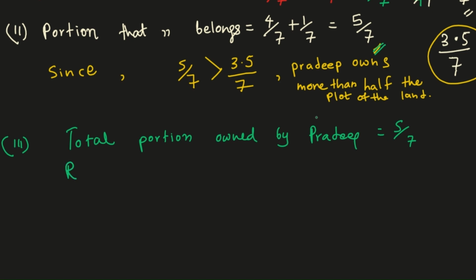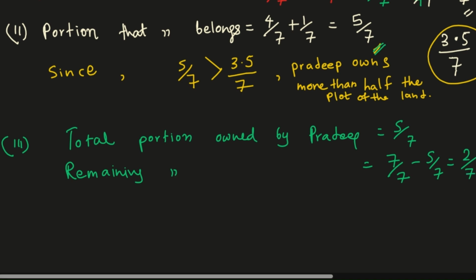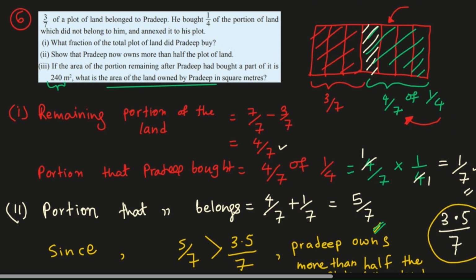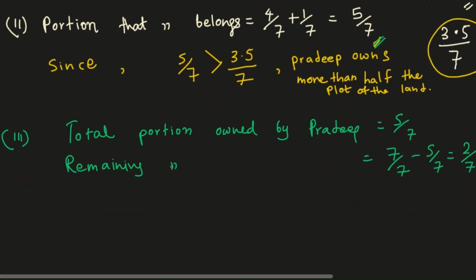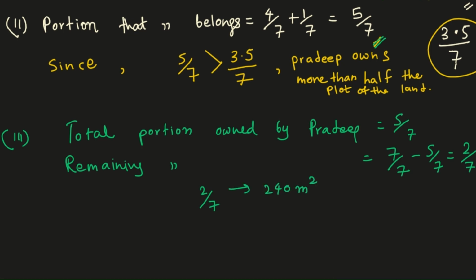So what will be the remaining portion then? The remaining portion out of the whole land will be 7 upon 7 minus 5 upon 7, where 7 upon 7 is 1 actually, which shows the complete land, the whole land. So the answer will be 2 upon 7. So that part, according to the question, what is it? The remaining part equals 240 square meters. So 2 upon 7 equals what? 240 square meters.